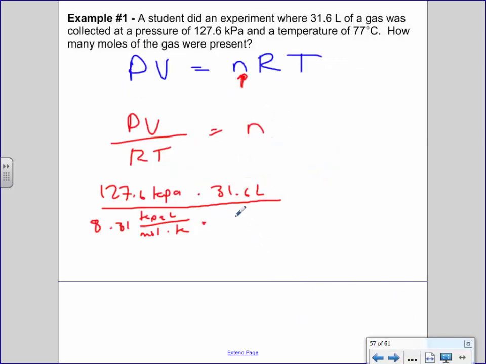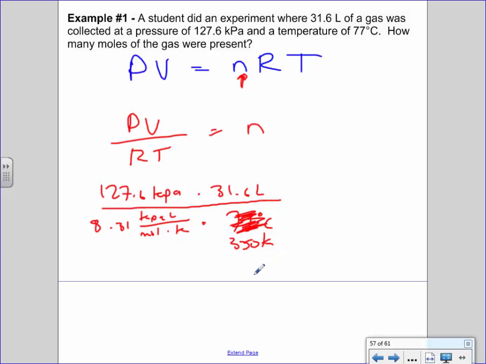And then the last thing we need to do here is put our temperature, which is 77 degrees Celsius. There we go, someone stop me. Okay, why did I do it wrong? Yeah, I didn't convert to Kelvins. And I wanted to make a point here. This Kelvin unit right here needs to cancel with that Kelvin unit here. So 77, what is that going to be? 77 plus 273. We need 350 Kelvin.